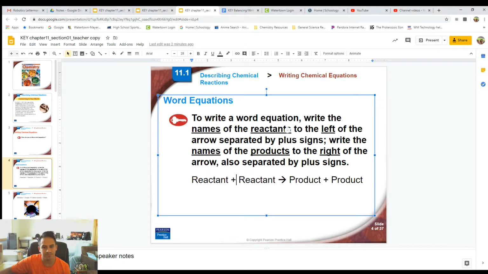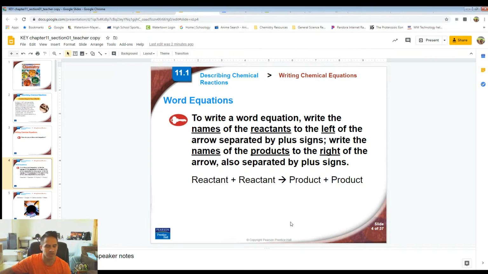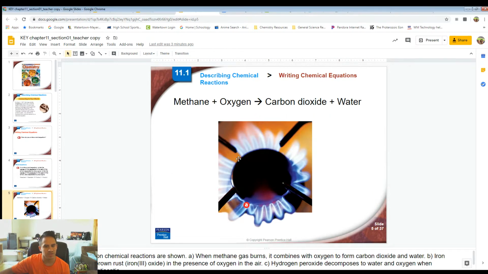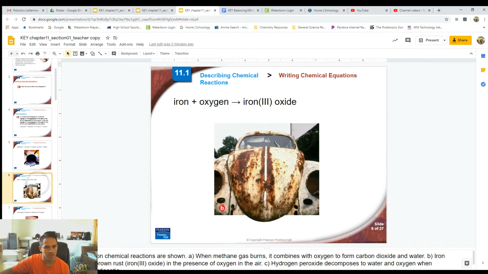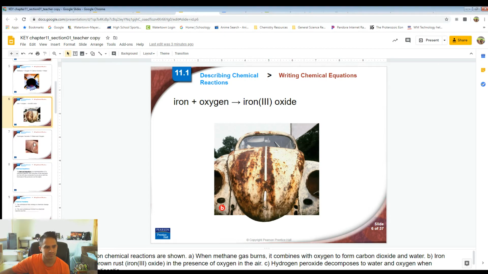In a word equation, we'd be writing the names of these things. In a chemical equation, we'd be writing chemical formulas. So here's an example of one. We have methane plus oxygen makes carbon dioxide and water. So this would be like the gas that comes out of your stove if you have a gas stove. So it shows that methane and oxygen are reactants, carbon dioxide and water are products. Here's another example. Iron and oxygen make iron 3 oxide. So this is rust. So again, iron and oxygen are reactants. Iron 3 oxide is a product.